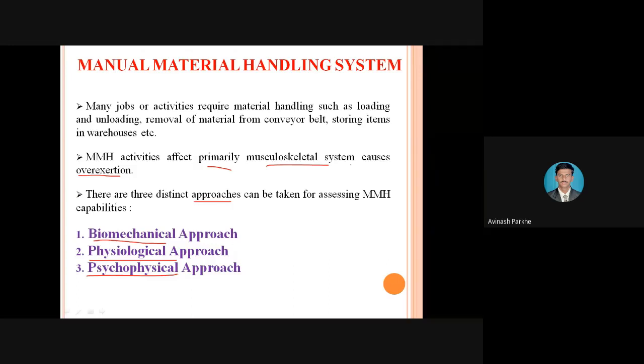If I consider all those approaches in material handling systems, then that operator or worker can lift or shift heavy duty components from one location to another location. So these are the three major approaches which we have to consider in MMH, that is, the manual material handling system. In detail we will study them afterwards, but just now we have to keep in mind that one approach is called biomechanical, the second is called physiological, and the third is called the psychological approach. Now what is the meaning of those three approaches?